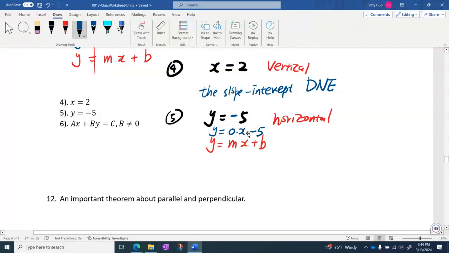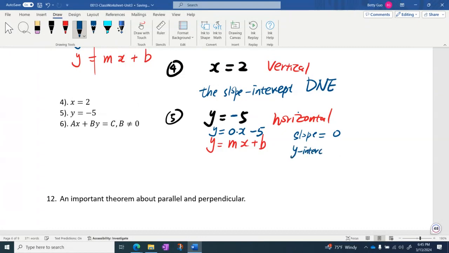You don't have the variable term because the coefficient of x is 0. Slope is 0 because it's horizontal, right? Yes, slope is 0. Let me write it down. Slope is 0. And what's the y-intercept?